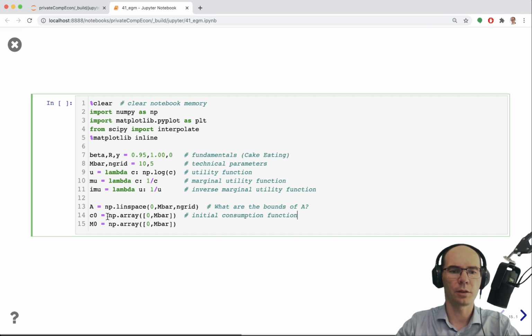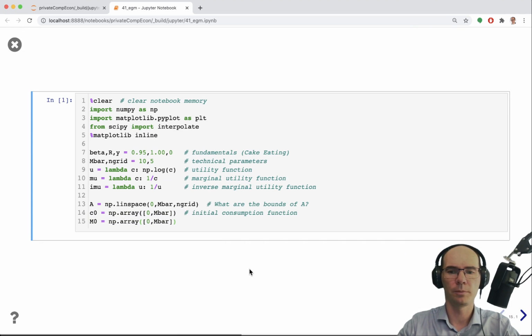And what it says here is that it's just going to be an array of 2 points, 0 and m bar, and 0 and m bar again, and we're consuming everything, and with linear interpolation, this is just going to give us a 45-degree line. Okay, let me run this.